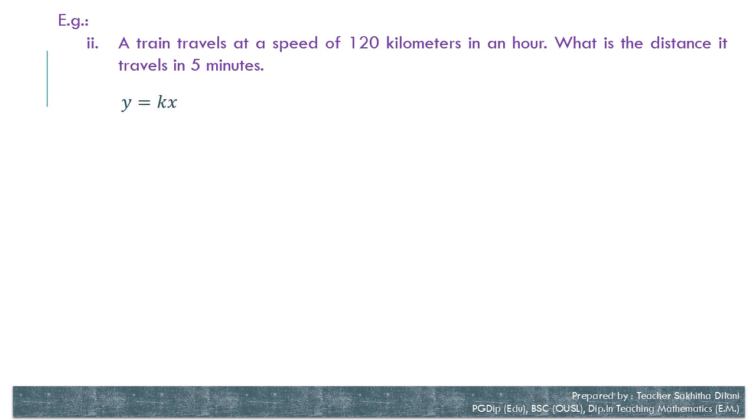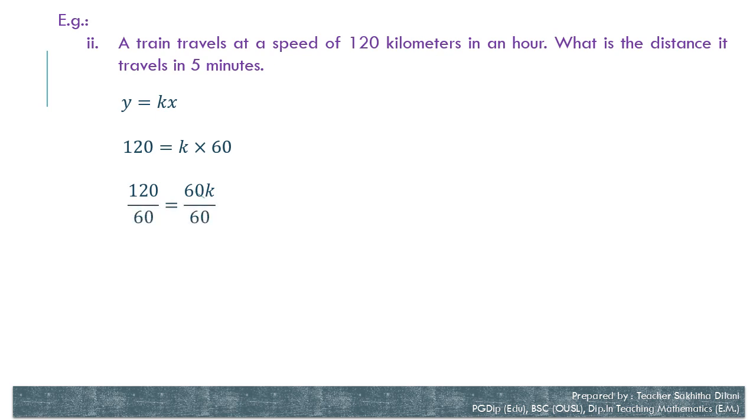Y is 120. X is 60. Substitute those values. Now, a simple equation is obtained. 120 equals k into 60. To find the value of k, you have to solve this equation. Divide both sides by 60.